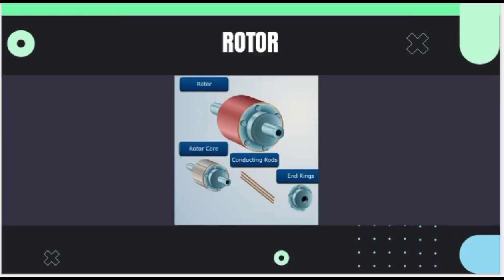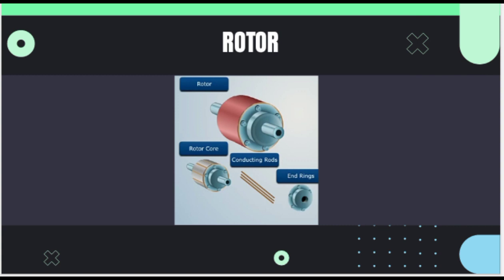Rotor is the rotating part of the motor, and it consists of a core, the conduction rods, and the end rings. The rotor core is a cylindrical core built from high-grade alloy steel laminations with parallel slots on the outer periphery. If the slots are not parallel to the shaft, the rotor is called a squirrel cage rotor.